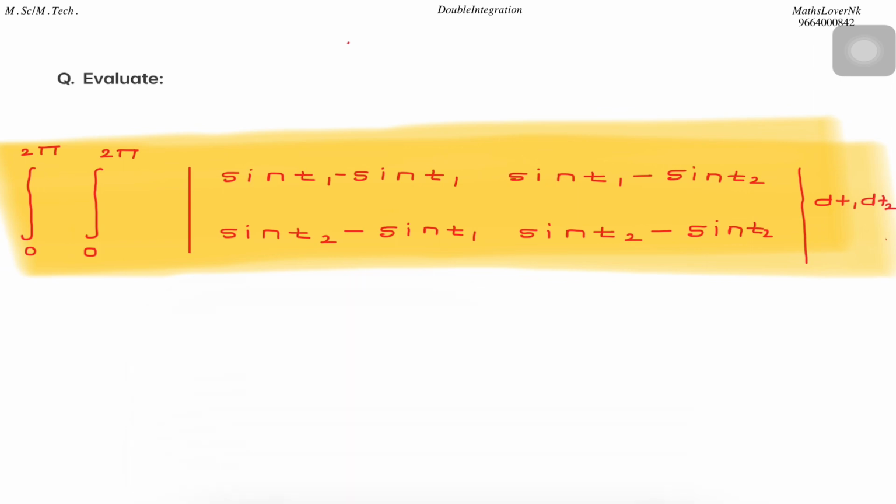Used in the Couette flow and in other derivations in MSc, BTech and BSc questions. The question says: evaluate the double integral from 0 to 2π, 0 to 2π of the determinant given: sin t1 minus sin t1, sin t1 minus sin t2, sin t2 minus sin t1 and sin t2 minus sin t2. Here sin t1 minus sin t1 and sin t2 minus sin t2 cancel out and become 0. We can write down the solution.